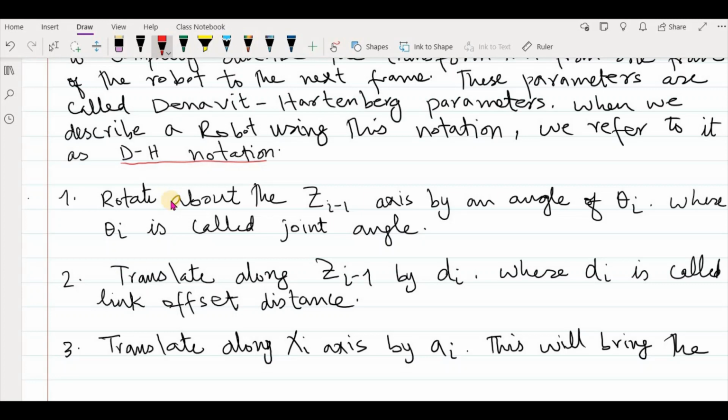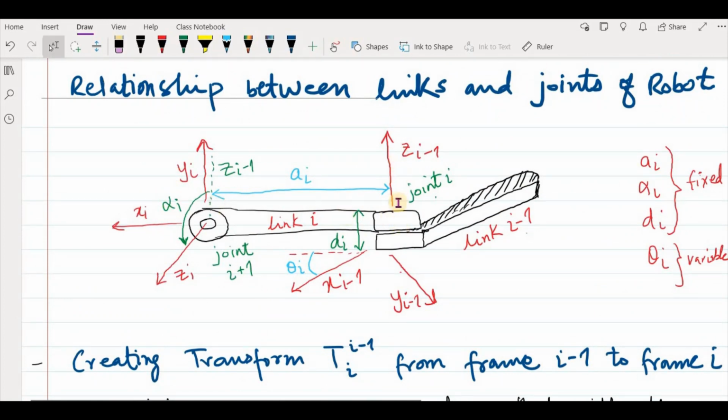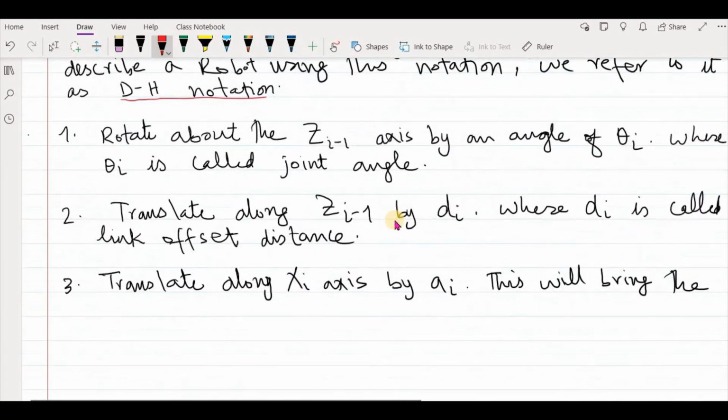So here are some steps for how we can find the DH parameters. The first step is to rotate about the z-axis by an angle theta i, where theta i is called the joint angle. So the first thing is you have to attach your z-axis to where the rotation of the joint is. Here you attach your z-axis, and the rotation is represented by theta i, which is a variable, and this is called the joint angle theta i.